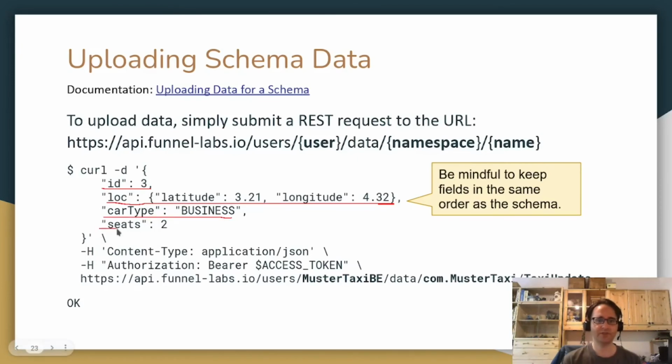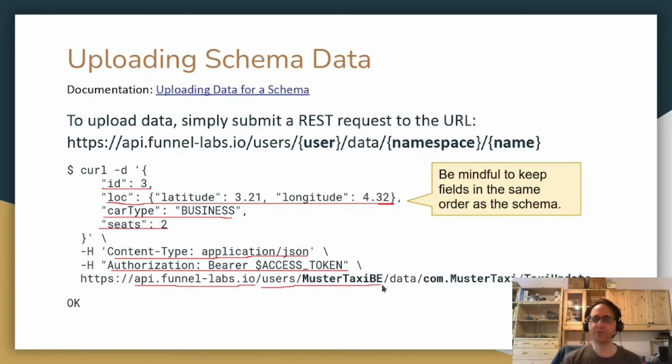And he has 2 seats. So you just pass this in like normal with a content type of JSON. You authorize it as we described before, and the URL is the important part next. So you go to api.funnellabs.io. You declare your user here.